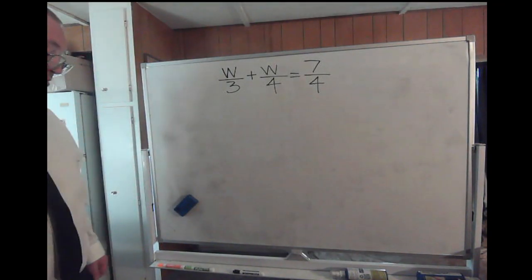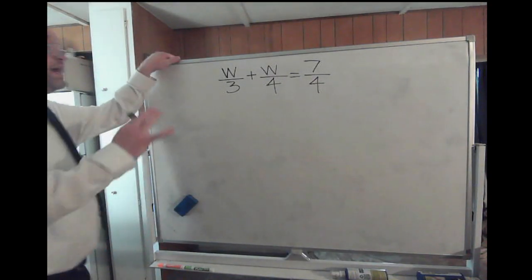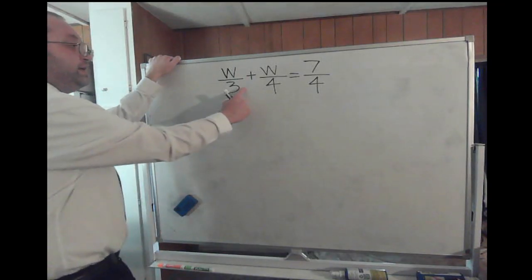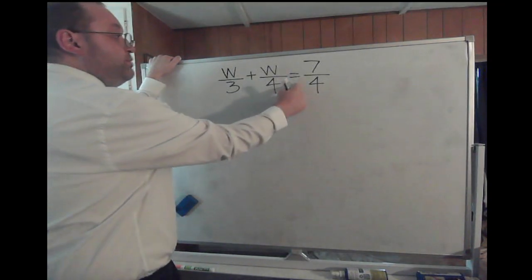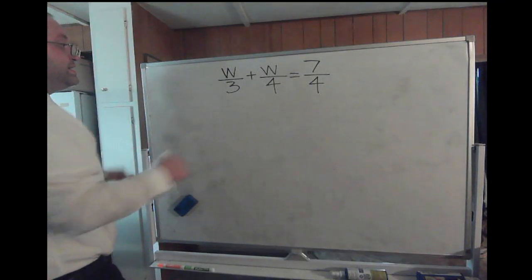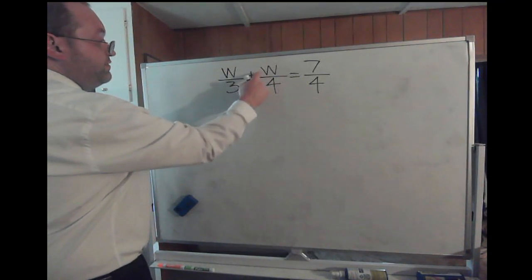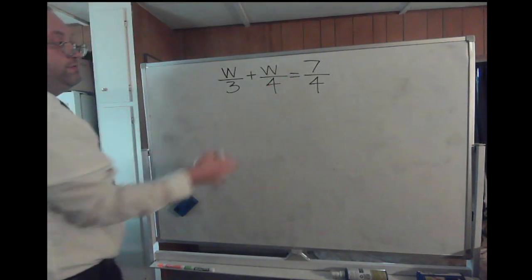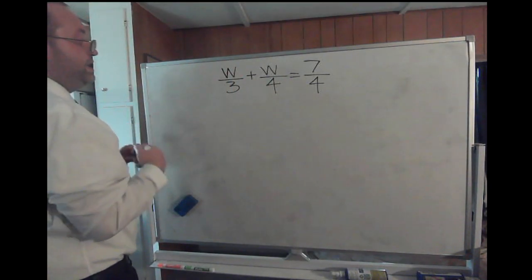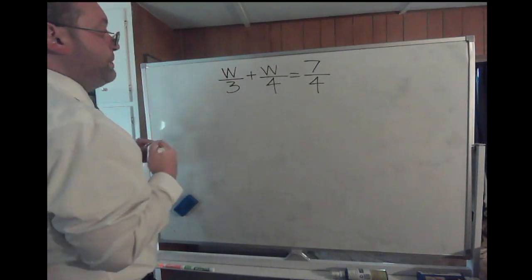So today we are going to talk about equations that have fractional coefficients. Here we have w over 3 plus w over 4 equal to 7/4. Well, this could also be rewritten as 1/3 times w plus 1/4 times w equal to 7/4. So it's the same thing. We just happen to have the w in the numerator. It just makes life easier.